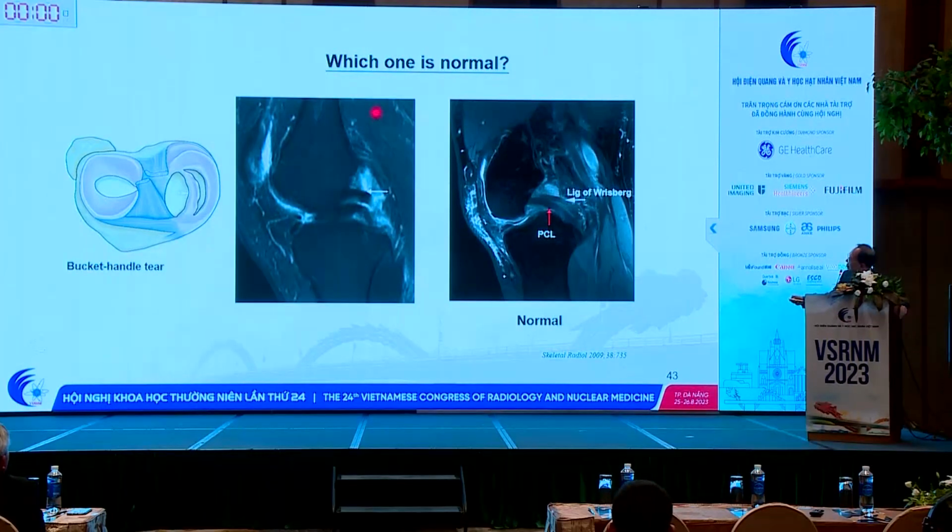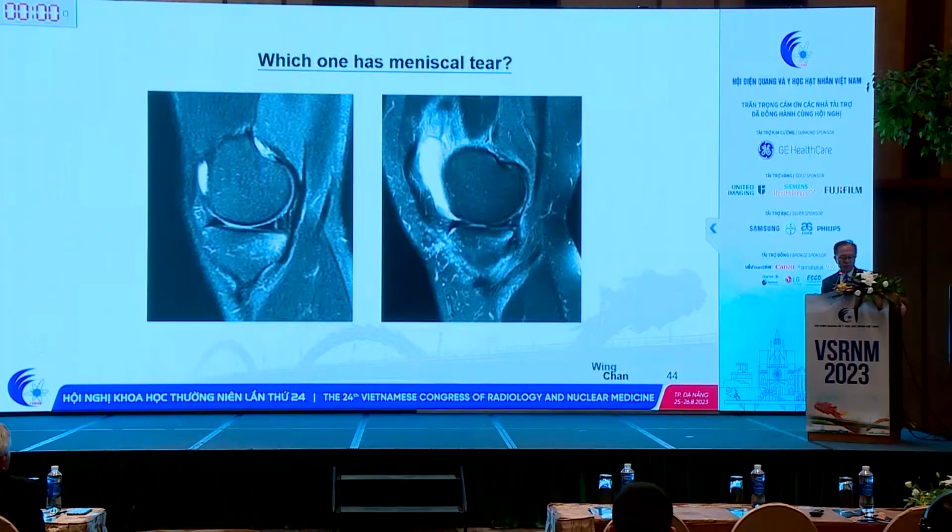But this is not a meniscal tear fragment. This is attached to the posterior tibial plateau. It is a posterior cruciate ligament. So the ligament above it is the ligament of Wrisberg. So we have to identify the normal anatomy. It is not a fracture. It is not a meniscal tear.